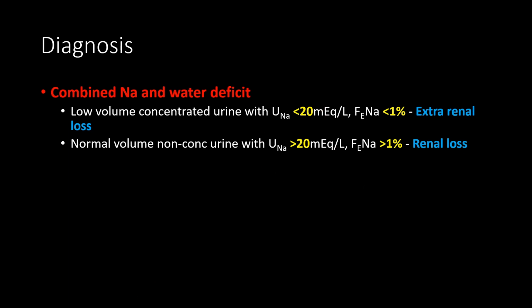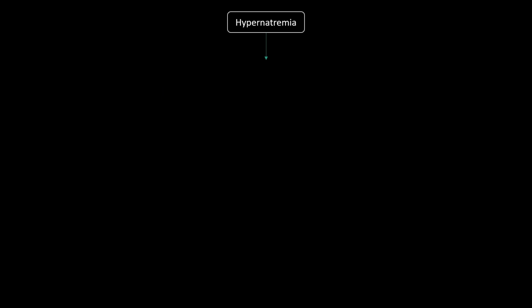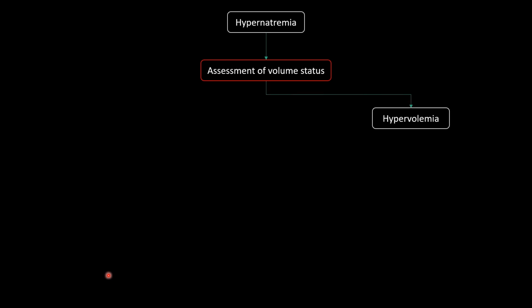So now coming to the approach to hypernatremia. If the patient is having hypernatremia, obviously the first step is to assess the volume status, because the patient may be having hypovolemia, hypervolemia, or euvolemia. Think hypernatremia with hypervolemia. Hypervolemia implies increased fluid accumulation inside the body. But if isolated fluid was getting accumulated, the patient would be having hyponatremia, not hypernatremia.